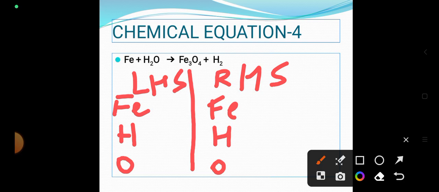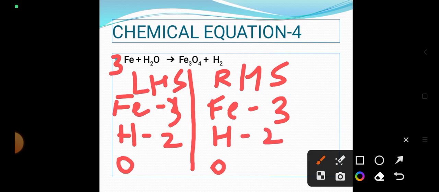So on the reactant side, the number of atoms of iron is 1, and on the product side it is 3. So if I write 3Fe, then iron is balanced, element iron is balanced. Now coming to hydrogen, on left side, that is water, hydrogen is 2, and on the right side again hydrogen is 2, it's balanced. But oxygen, if you look, oxygen is 1 on reactant side and oxygen is 4 on product side.